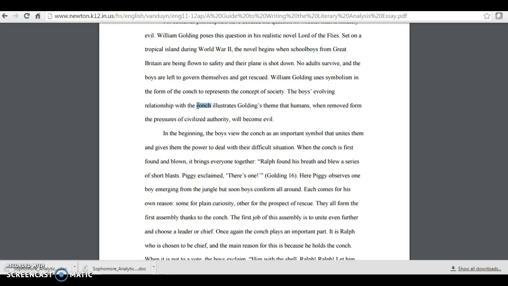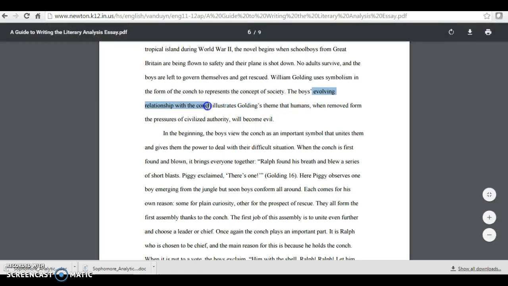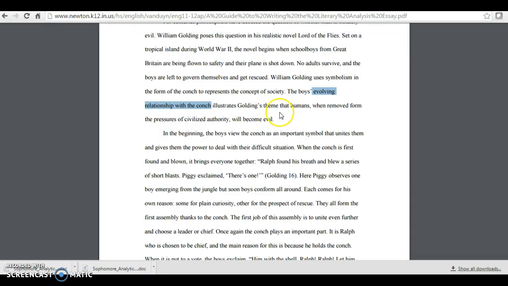Whenever the boys have the conch, their power or authority should be acknowledged. And so in this essay, the writer is going to show us that as the symbolism or value of the conch changes, so does human nature, as the conch becomes less significant.